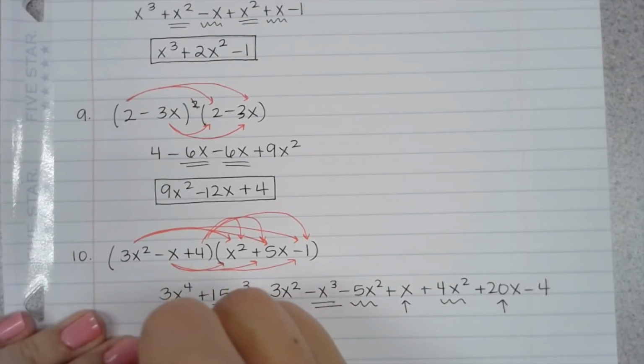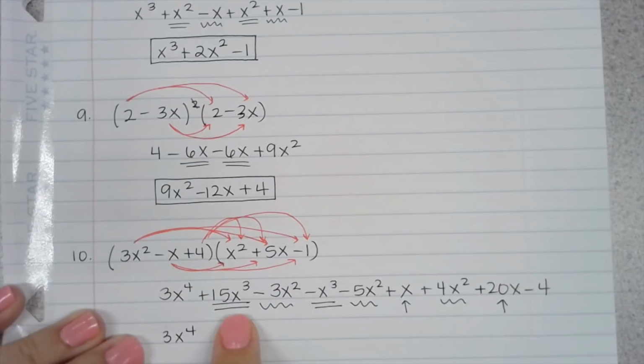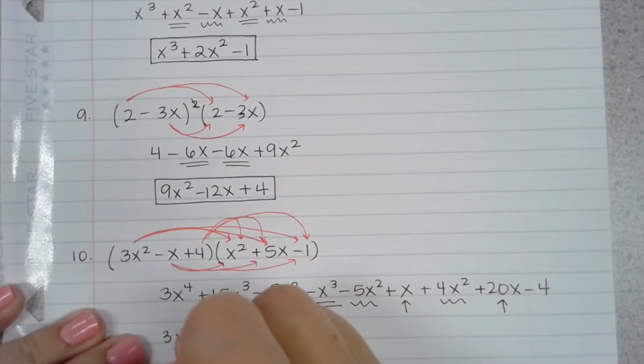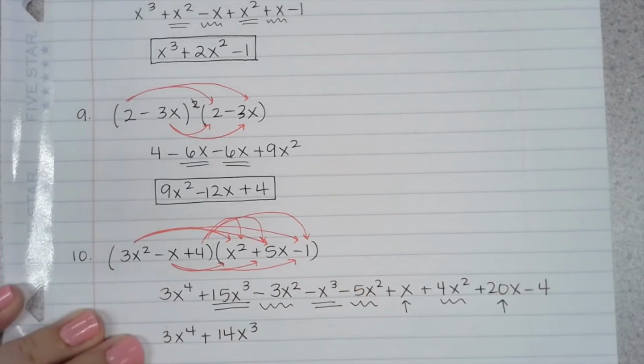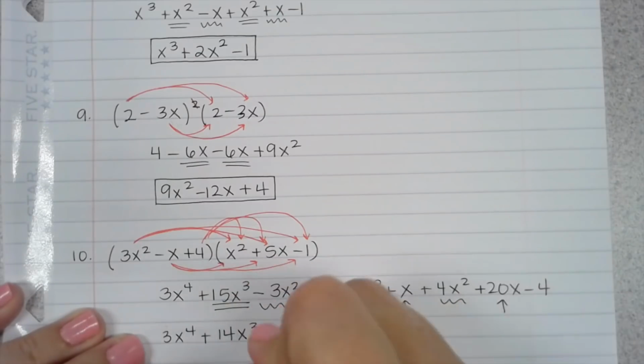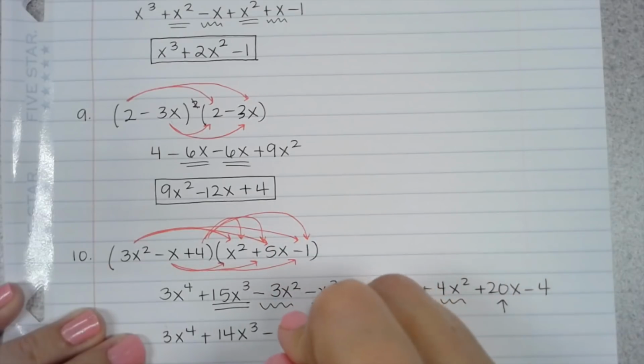So 3x to the 4th is going to stay 3x to the 4th. 15x to the 3rd, take away 1x to the 3rd, is going to give me 14x to the 3rd. Negative 3x squared, take away 5x squared, is going to give me negative 8x squared. And then negative 8 plus 4 is going to give me minus 4x squared.